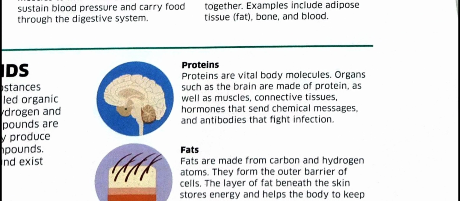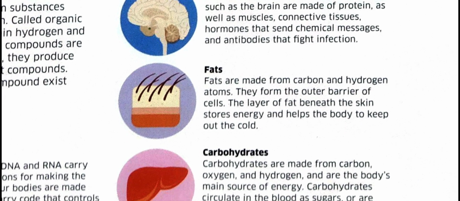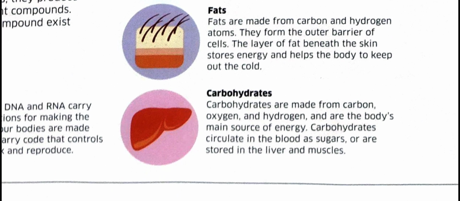Proteins. Proteins are vital body molecules. Organs such as the brain are made up of protein, as well as muscles, connective tissues, hormones that send chemical messages, and antibodies that fight infection. Fats. Fats are made from carbon and hydrogen atoms. They form the outer barrier of cells. The layer of fat beneath the skin stores energy and helps the body to keep out the cold. Carbohydrates. Carbohydrates are made from carbon, oxygen, and hydrogen and are the body's main source of energy. Carbohydrates circulate in the blood as sugars or are stored in the liver and muscles.